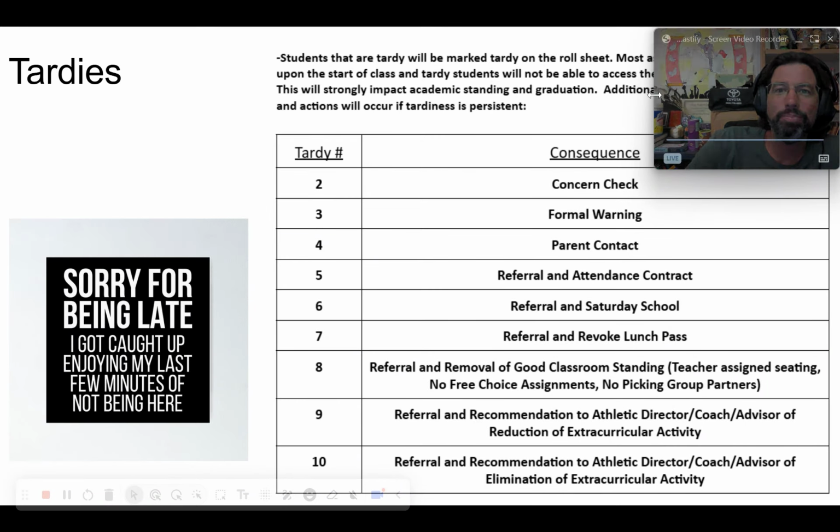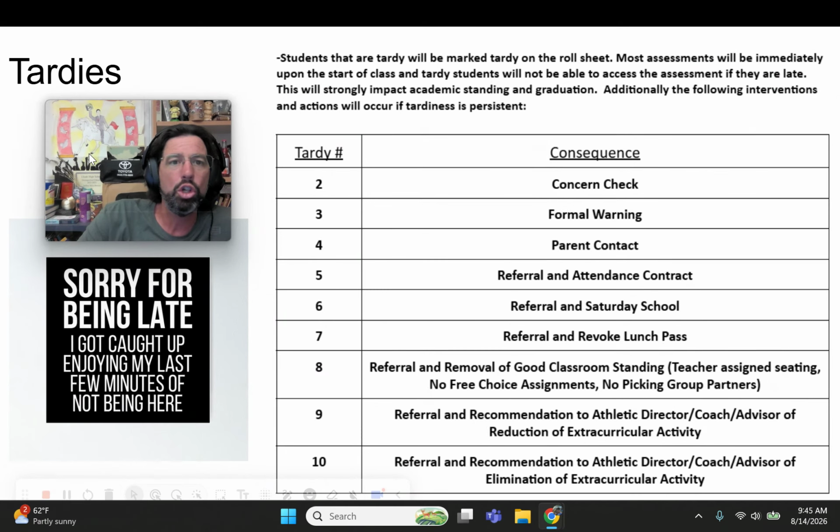Last thing I'm really going to hit here is tardies. We do assessments immediately as you come into class. So bang. If you're late, you're not going to be able to access the assessment, and your grade's going to drop. It's going to plummet. So if you have a thing about being late, please understand that your grade will go down, and then you're going to stress yourself out.